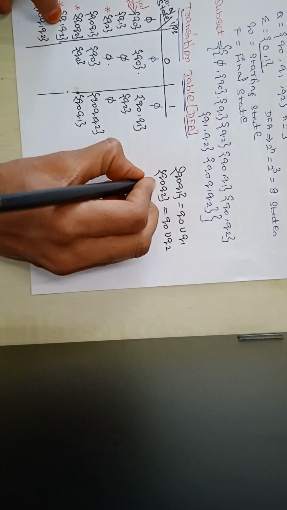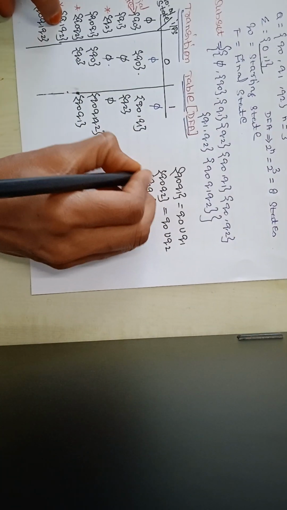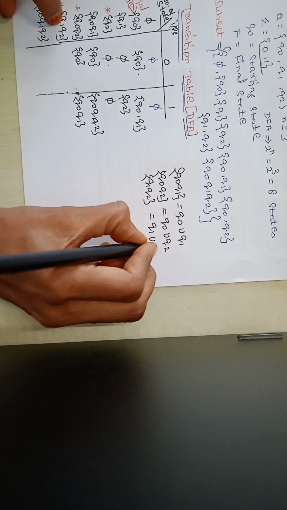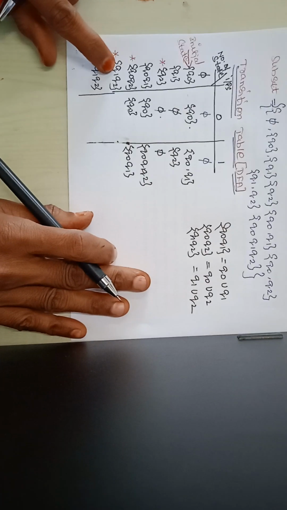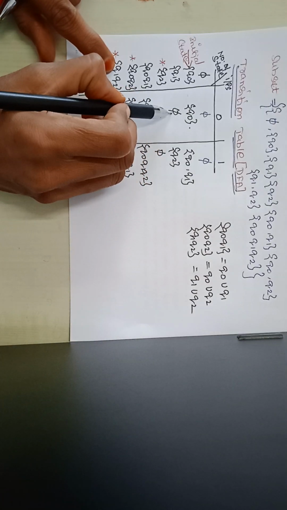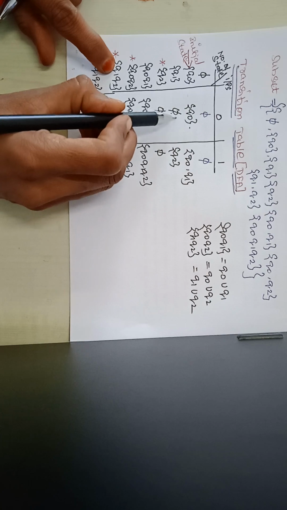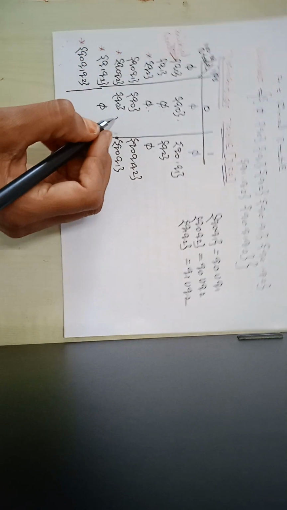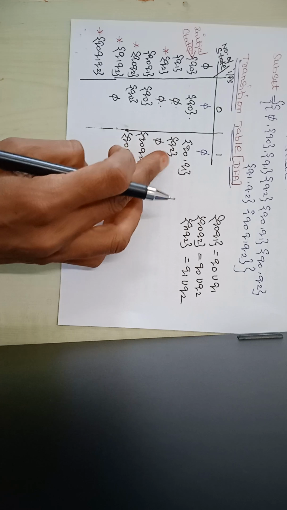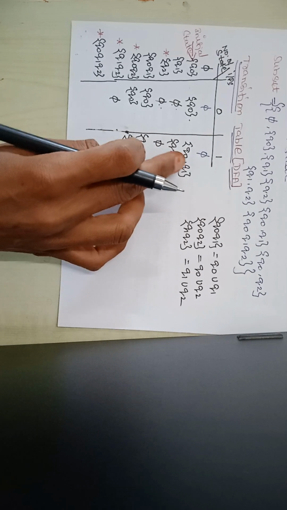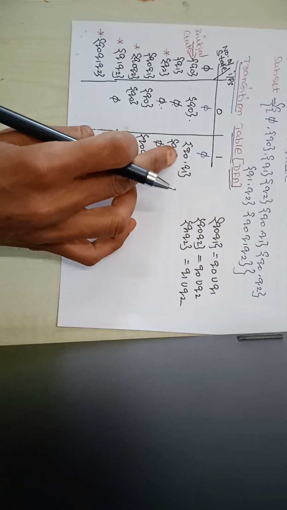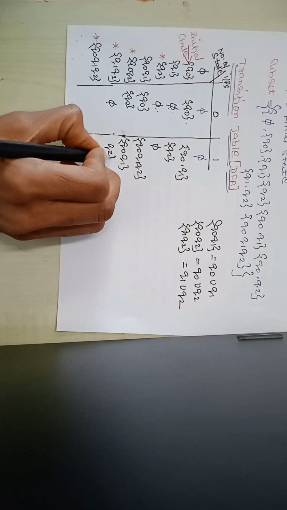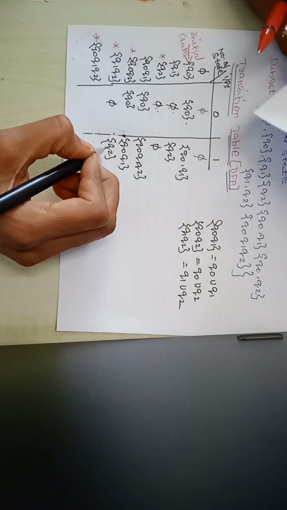Q1 Q2 is equivalent to Q1 union Q2. So therefore Q1 union Q2. This is null, this is also null, so we have to put null. And then Q1 union Q2, only the Q2 state is there, so we have to put Q2.